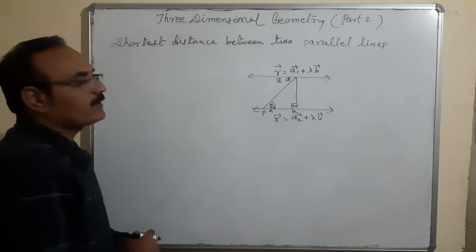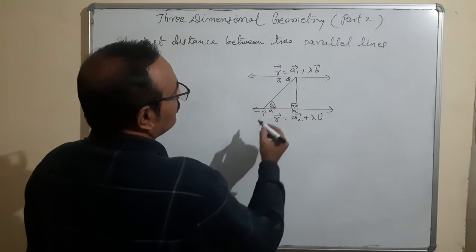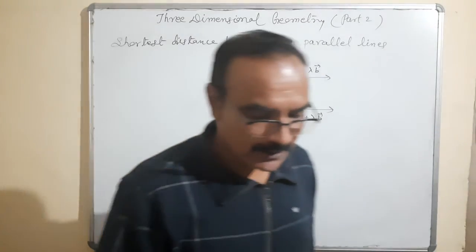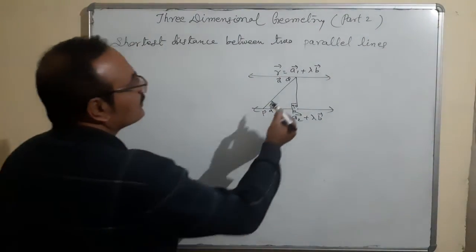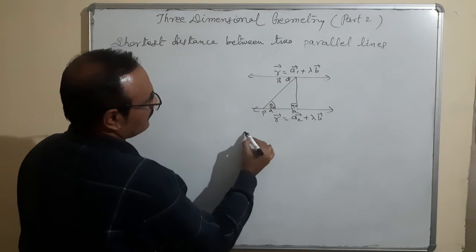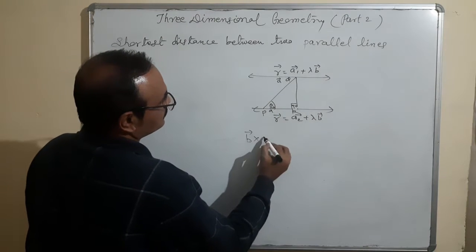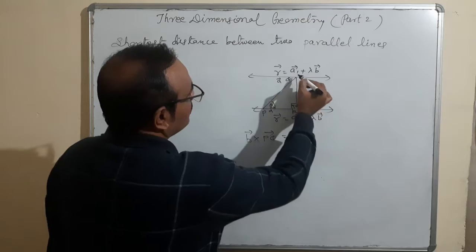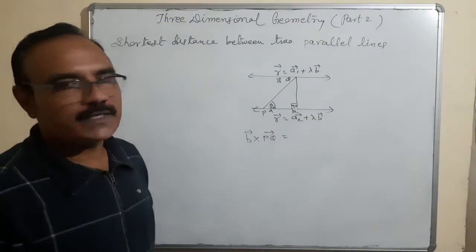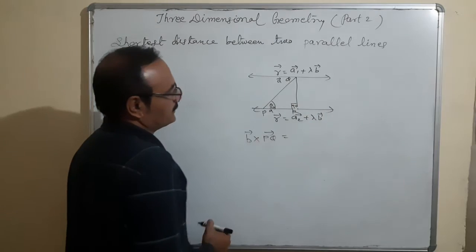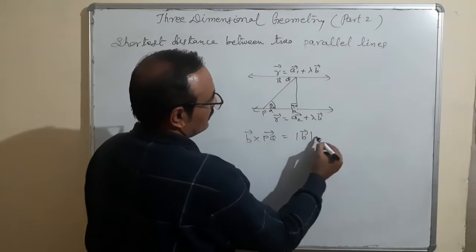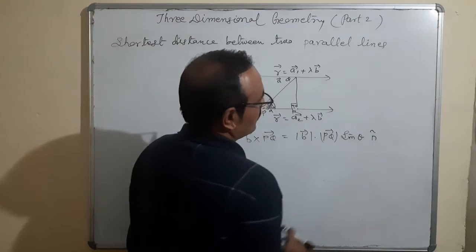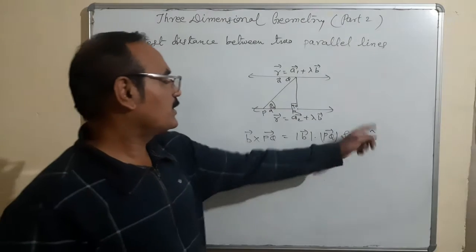What does it mean? When we are finding the term PQ, we are simply using a cross product term. The cross product is vector B cross PQ. This is vector B and this is PQ, and we are going to find a cross product between them. So the magnitude of B times the magnitude of PQ sine theta, and unit vector n, which is perpendicular to both. The value of this unit vector is 1 here.